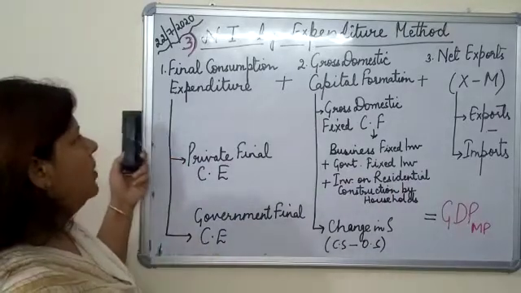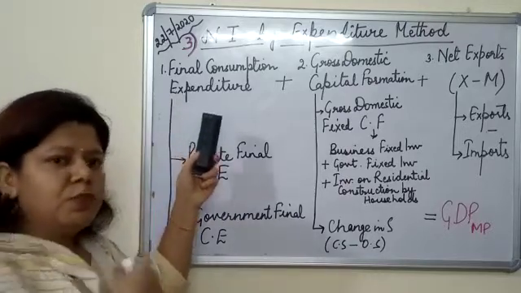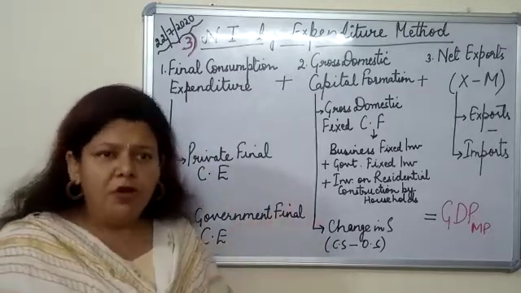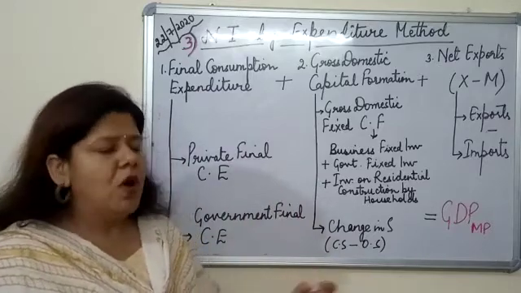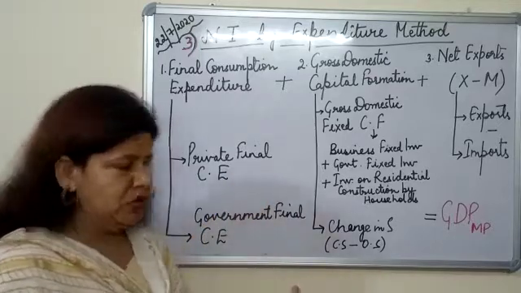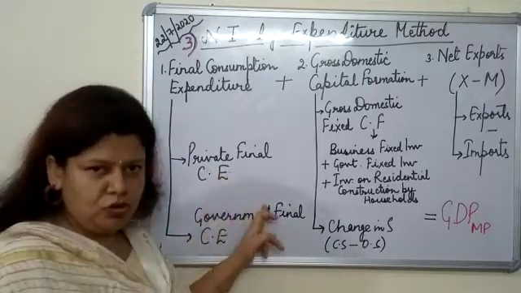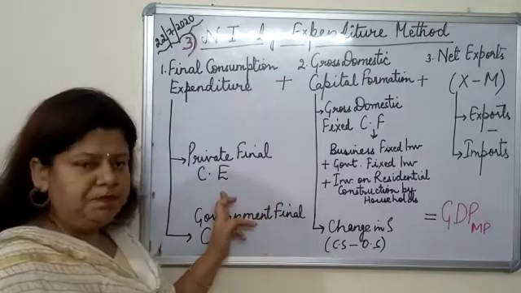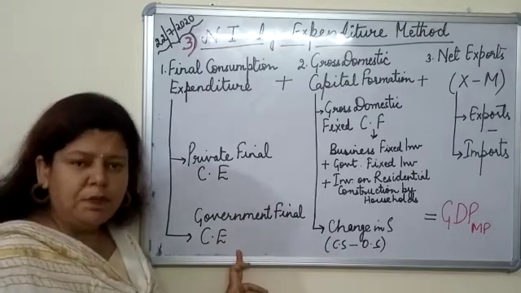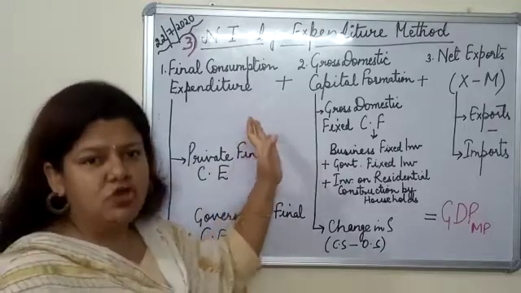So the first thing you will take into account is final consumption expenditure. Consumption means expenditure on non-durable goods like bread, butter, wheat, which you are consuming. Final consumption expenditure has two parts. One is private, that is households spending on final goods. Second, the government is spending, doing some final expenditure on the consumption of defense personnel. So these two come under consumption expenditure.